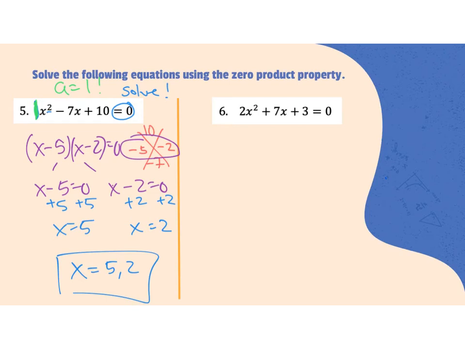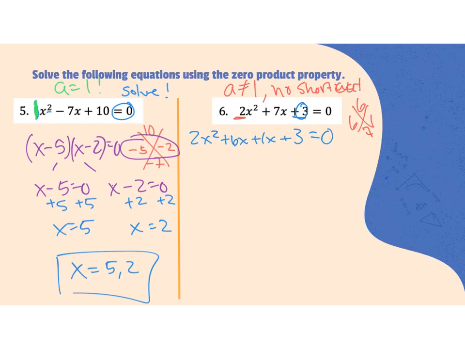Now in number 6, my a is not 1, which means I'm going to need to use the box. a is not equal to 1, so no shortcut here. I have to use the box in order to factor, okay? So let's set up our factor x. I've got 2 times 3, which is 6, and I have a middle term of 7. That gives me 6 and 1 for my two terms in the middle. 6 times 1 is 6, 6 plus 1 is 7. So that's 2x squared plus 6x plus 1x plus the 3 equals 0.